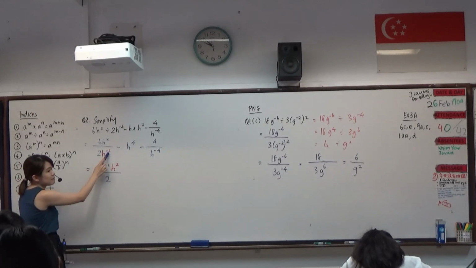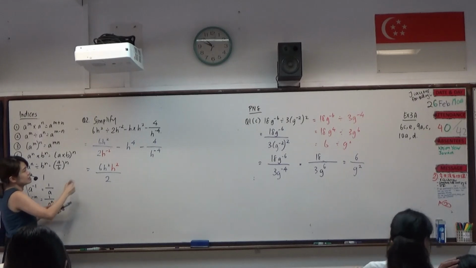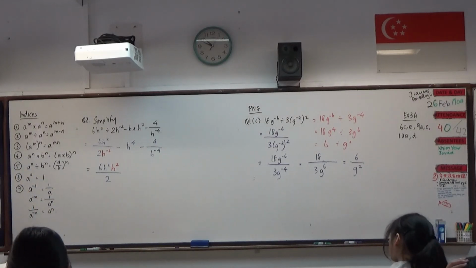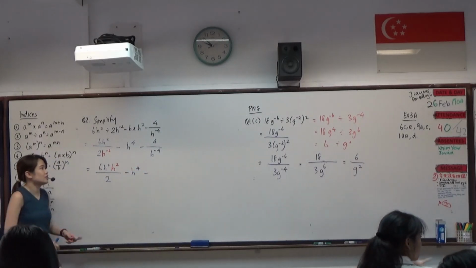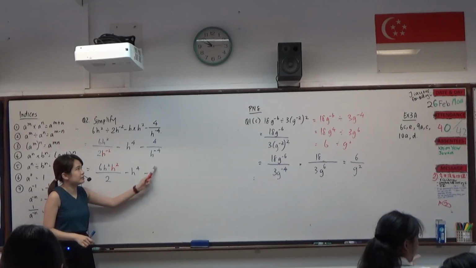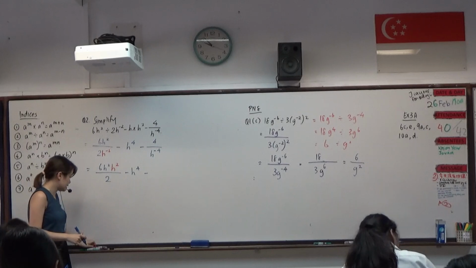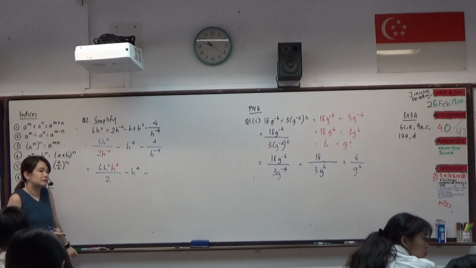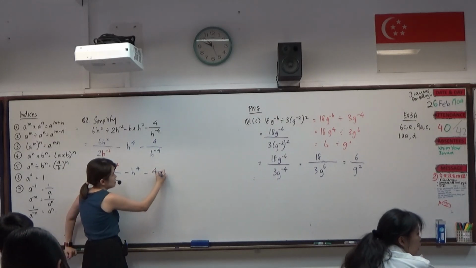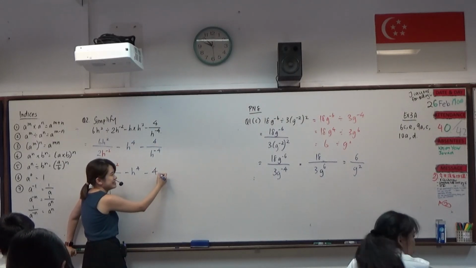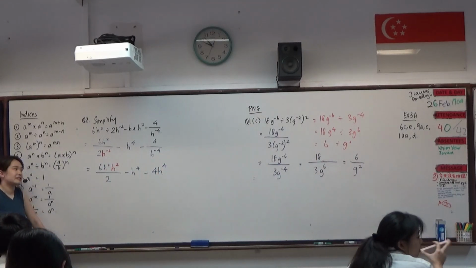No, because my power here, what is the base for this power? H. Okay, 2 over here is the power of 1. Alright? Okay, minus away h to the power 4. Then after the second one, okay, Jaden, what do I write here for this part? 4 over h to the power negative 4. What does it become? So what do I write? 4h to the power 4. Okay? Yes. Right?